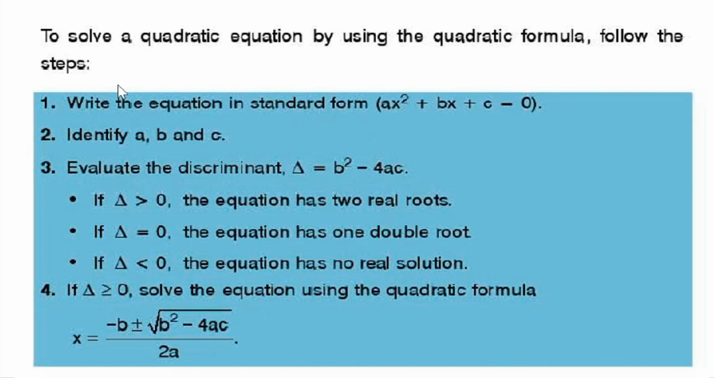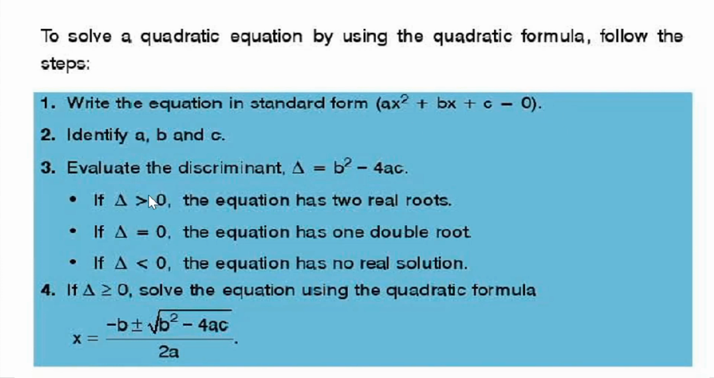So to solve the quadratic equation by using the quadratic formula, follow the steps. This is how to derive the quadratic formula. First, write the equation in standard form: ax squared plus bx plus c equals 0. Identify the values of a, b, and c.